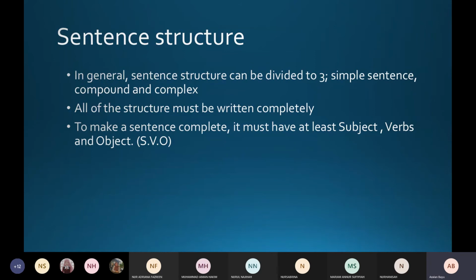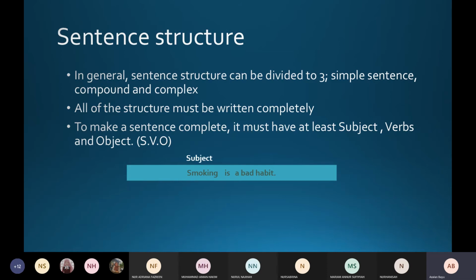We're talking about simple sentence, compound, complex. What are those, right? Many don't understand. All of the structure must be written completely. First, the sentence written must be complete. What is complete? It must have a subject, a verb and an object, or SVO, we call it. What is subject, object, verb? For example, smoking is a bad habit. So smoking is the subject, is is the verb, and bad habit is the object. If you say "smoking bad habit", the meaning doesn't get across.